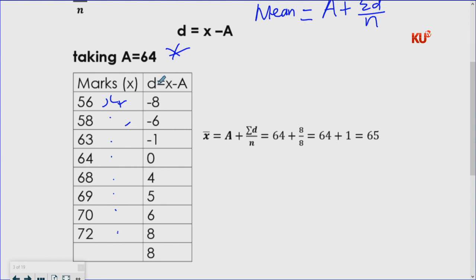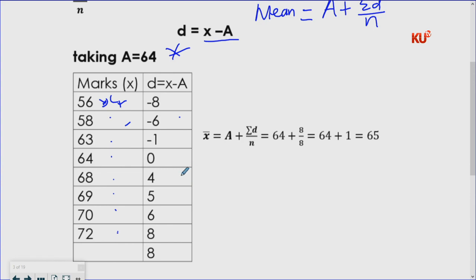So we need to look for deviation. How far is 56 from 64? Remember, it is x minus a, not the other way. That's why we have a negative. So you take your calculator quickly. 56 minus 64, you get negative 8. 58 minus 64, you get negative 6. 63 minus 64, you get negative 1. 64 minus itself, you get 0. Like that, all the way.